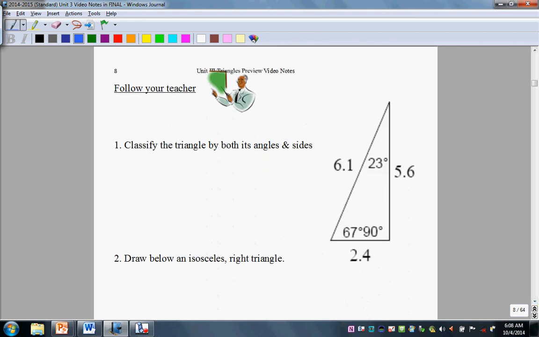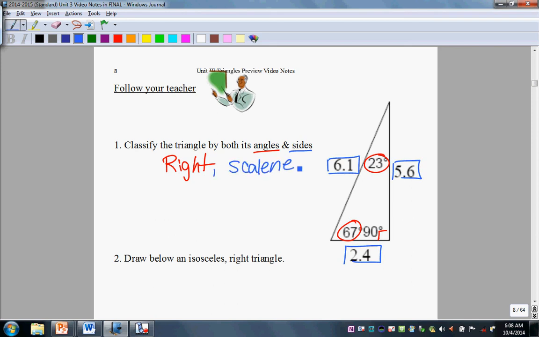So for this one, we're going to classify it by its sides and by its angles. So angles first. Let's look at the angles. We have a 23, a 69, and a 90. So immediately I know that this is a right triangle. Sides. I take a look at the sides. None of them are equal. So this is a right scalene triangle.